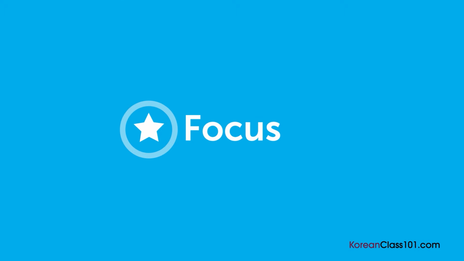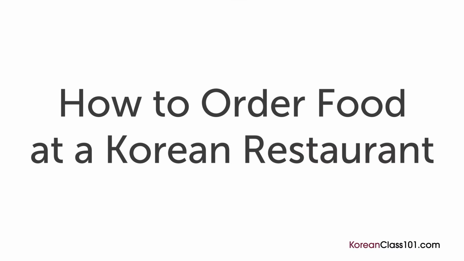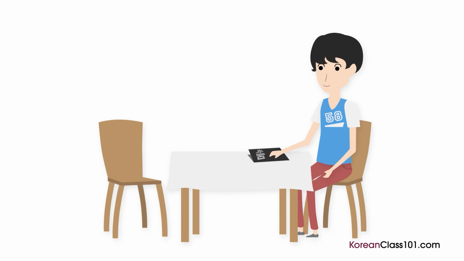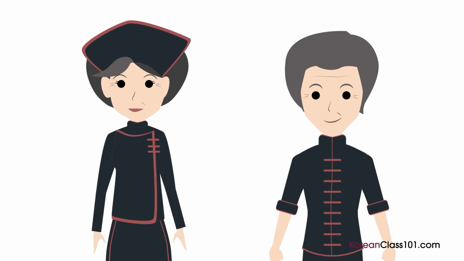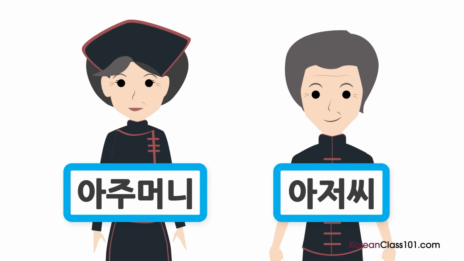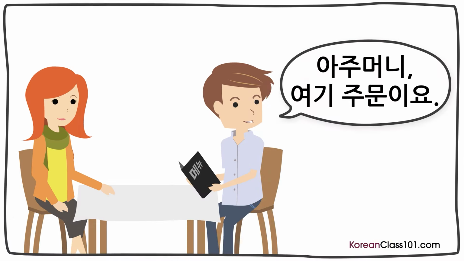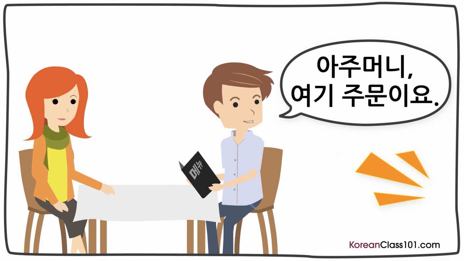Now the lesson focus. Here's how to order food at a Korean restaurant. Korean restaurants are a little different from other types of restaurants. When you're ready to order in a Korean restaurant, you simply need to raise your hand and say 저기요, which means excuse me there. If you're eating in a traditional Korean restaurant, it's normal to address the female staff in the restaurant as 아주머니 if they are over the age of 30. To male staff, you can use 아저씨. Listen again to what Mark said. 아주머니, 여기 주문이요. If it is too loud for the waiters to hear you, call the staff again.